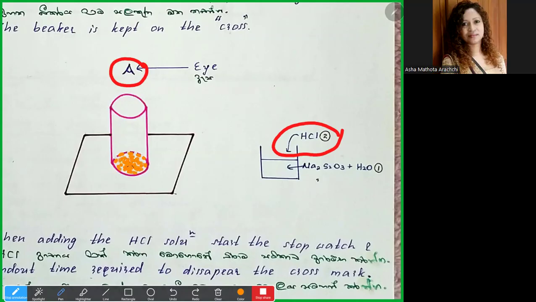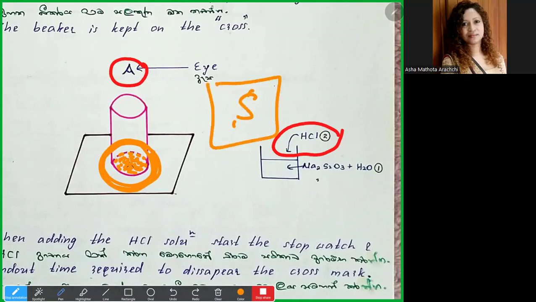Then we stop the stopwatch. So we are measuring the time taken for the cross to disappear. That equals making the exact amount of sulfur, because an exact amount of sulfur needs to form to make the cross disappear each time. So we are measuring a constant amount of sulfur this time.